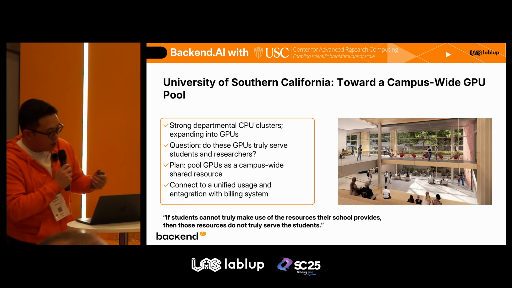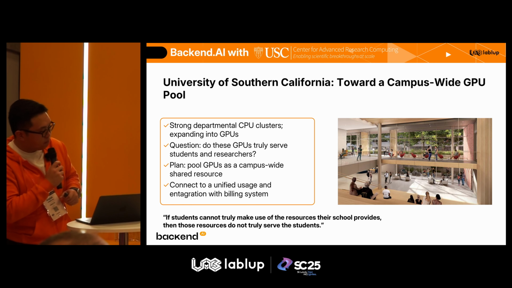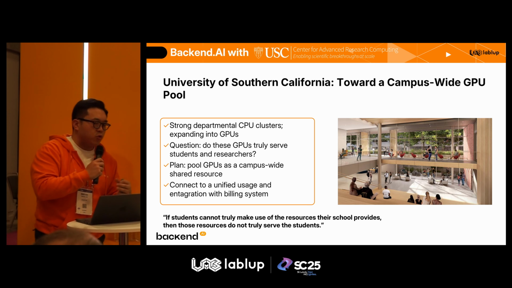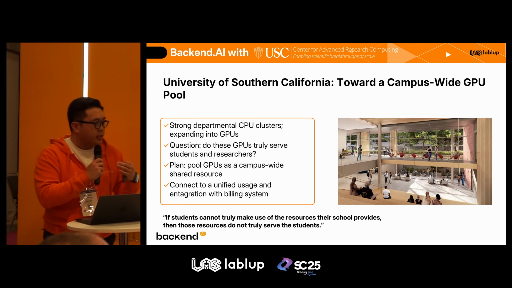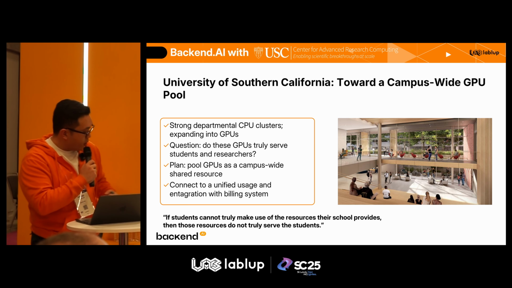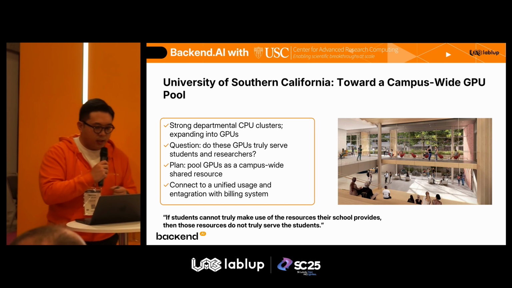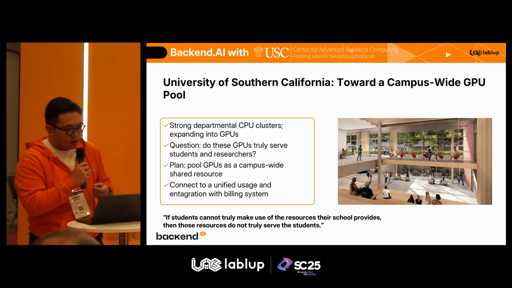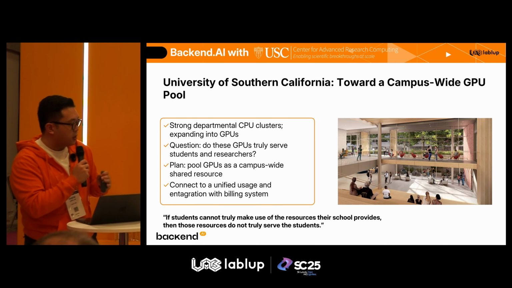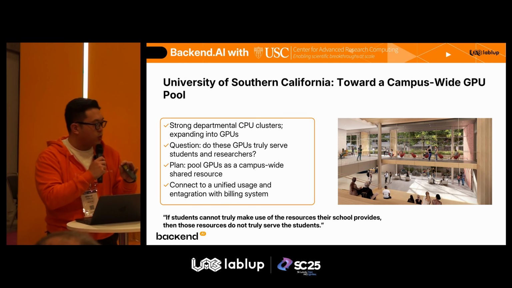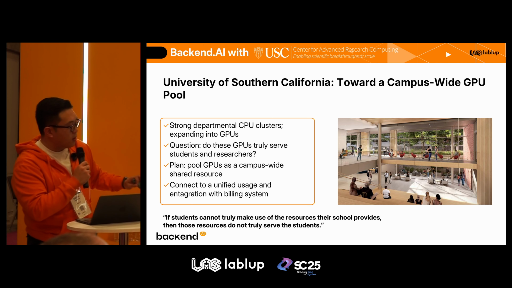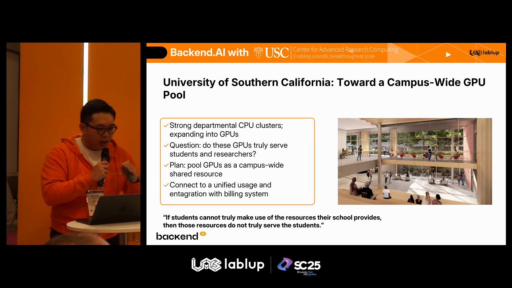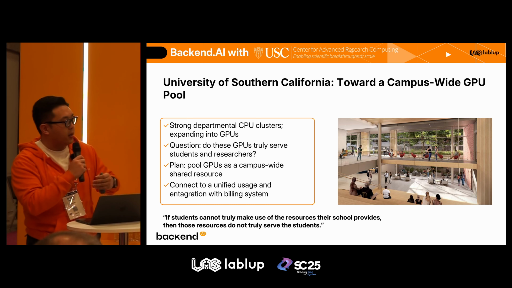And our next use case is of course the University of Southern California. USC already runs a strong department-level HPC cluster with a lot of history, but now they have expanded to a GPU-based AI cluster. And the USC CARC admin, BD Kim, says that students cannot truly make use of the resources the school provides, which means the whole environment from the infrastructure should be hassle-free. It should be helping the developer. It should be helping the researcher.